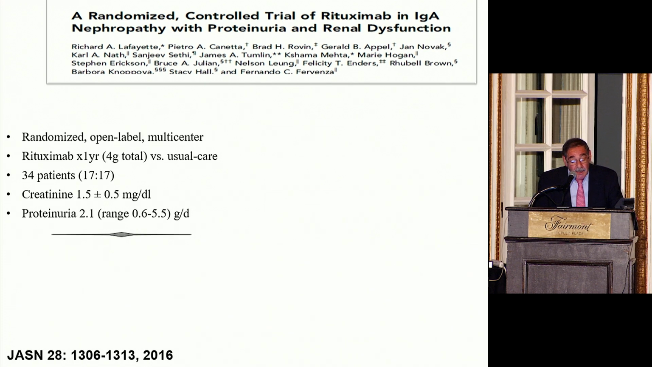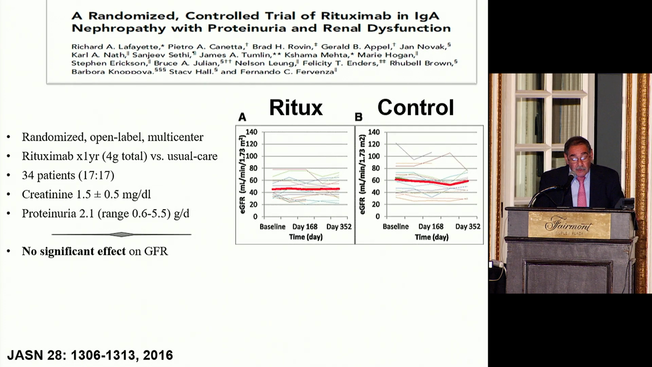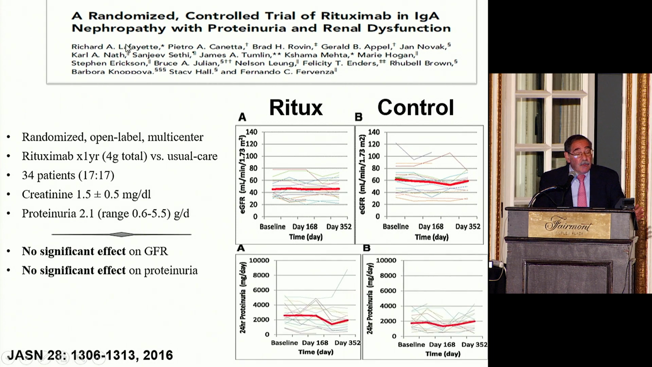What about rituximab? We did one controlled trial in rituximab that was negative. It was only about 50-something patients here that we did this at Columbia with Brad Rovin and Rich Lafayette and Fernando Fervenza, the usual suspects here. In any case, if you look at estimated GFR, no different than control. Drop in proteinuria, no different than control.